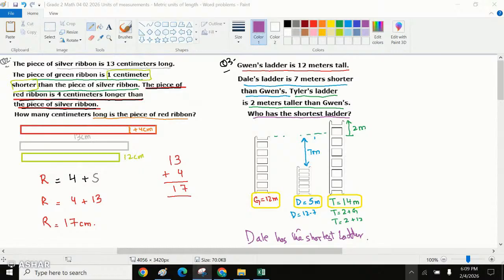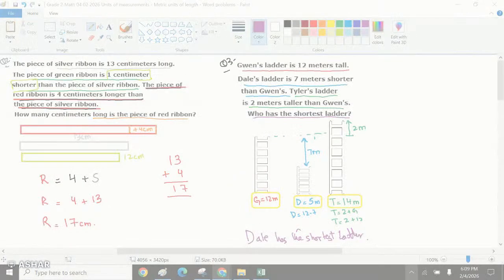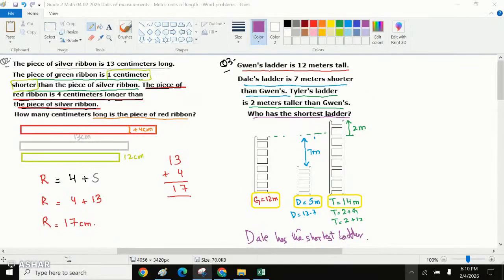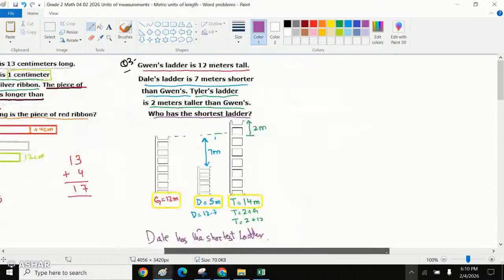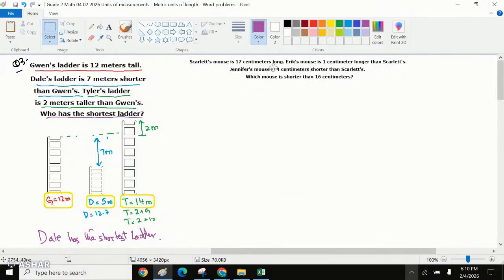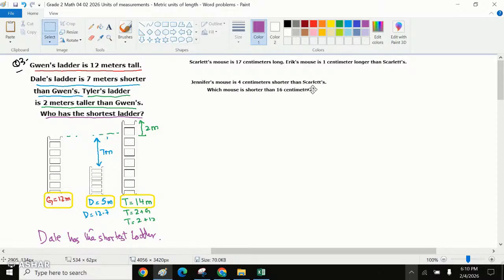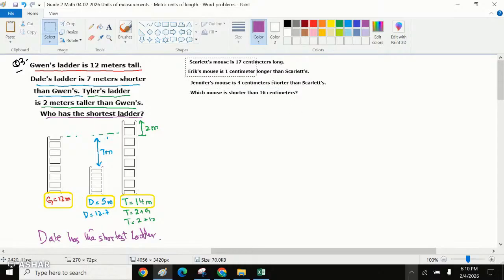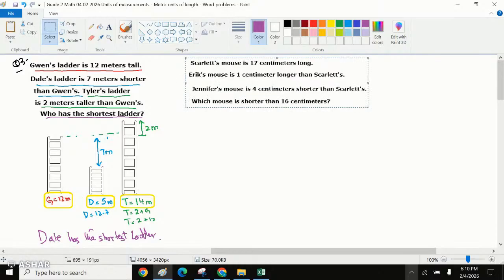Okay, they are talking about a pet. That's a mouse. Very rare, but people do have mice as pets. Let's see. In the next question, they are saying Scarlett's mouse is 17 centimeters long. Let me just realign. So they have a pet mouse competition. That is question number 4.